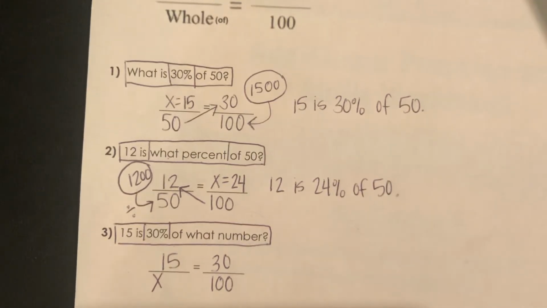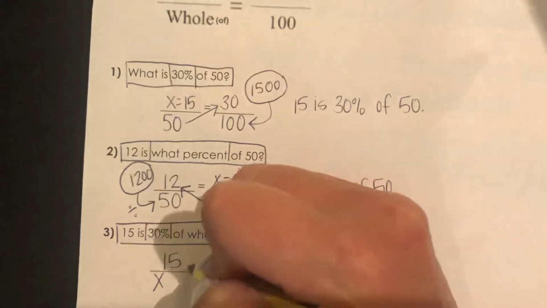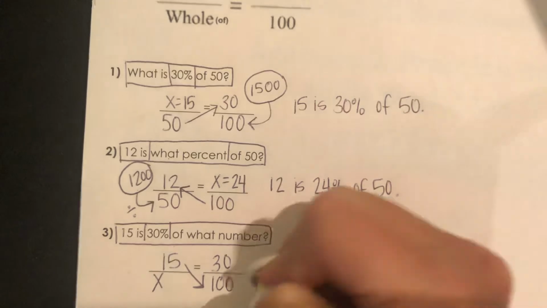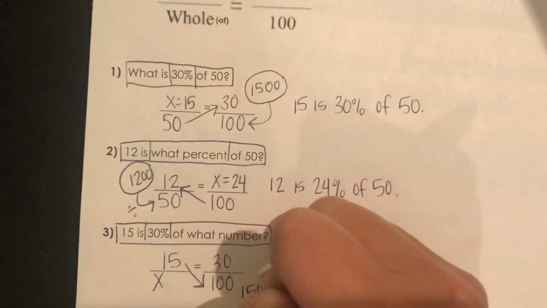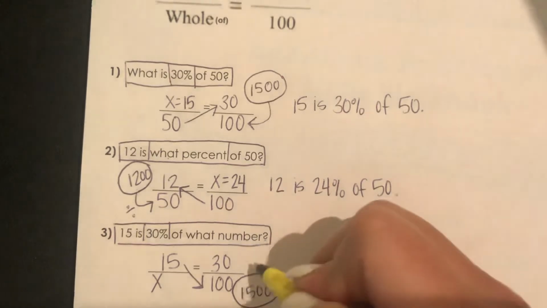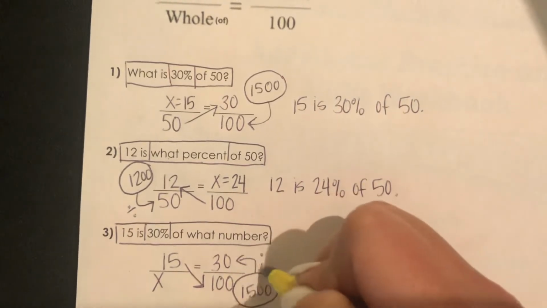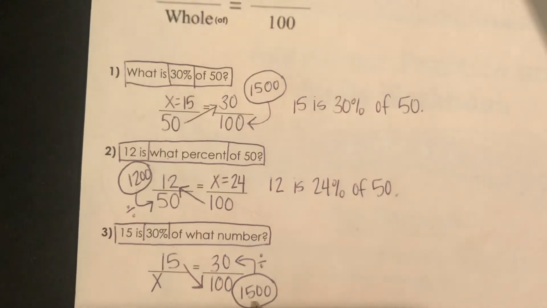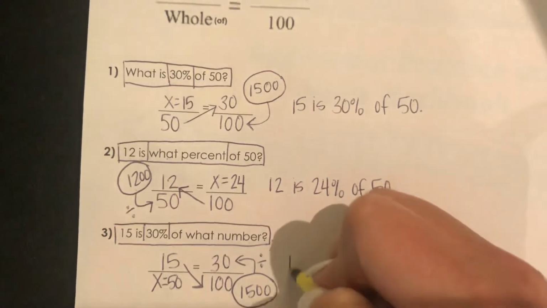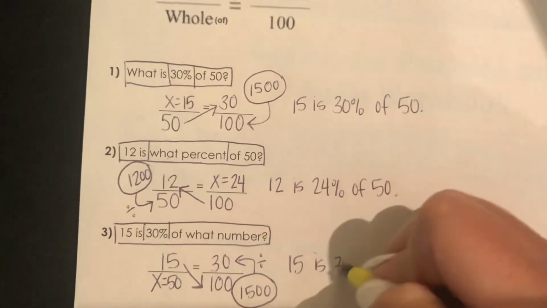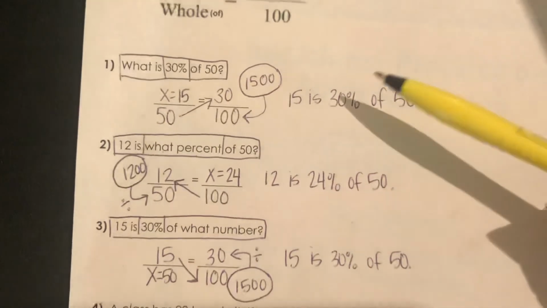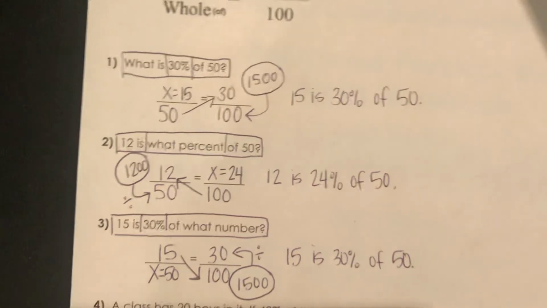Okay, so now we're going to do the same thing we did above, cross multiply. 15 times 100, which is 1,500. Okay, then we're going to divide by this number we haven't used. So we're going to divide by 30, and 1,500 divided by 30 is 50. So 15 is 30% of 50. And if you notice, it's the same problem as up here, just missing a different blank.